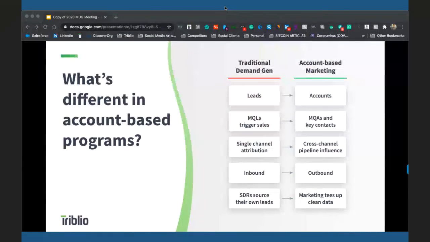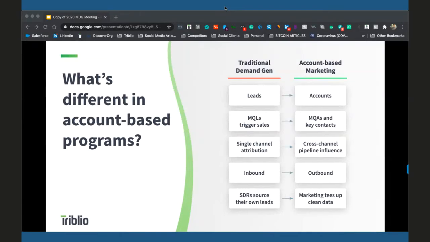We tend to look at more cross-channel and pipeline influence. So what are the various different channels touching this account? And we have various reports that look at that. But again, it doesn't necessarily need to be through an ABM platform to be able to see that information. ABM is more outbound focused than demand gen, which is typically more inbound focused.